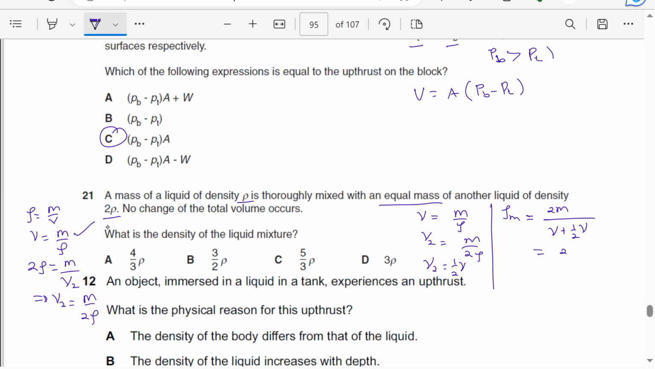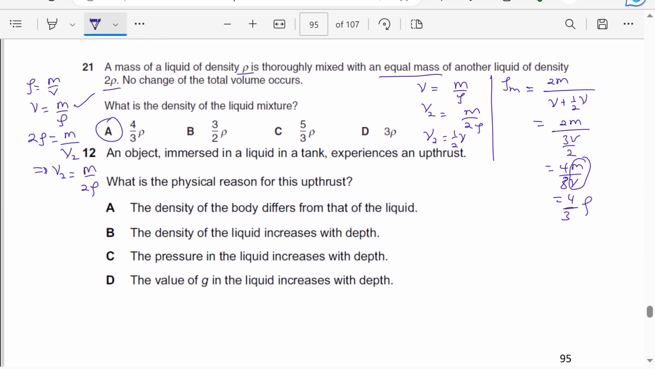So we can simplify this. This will be 2m divided by 3V over 2. So the 2 goes up, it becomes 4m divided by 3V. Remember, mass over volume was density, so this becomes 4 over 3 times ρ. So the answer is going to be A.